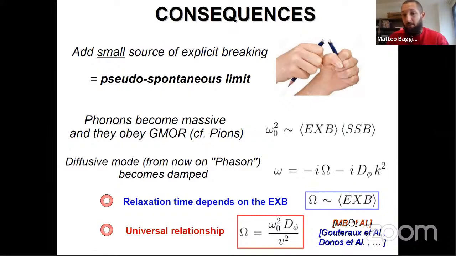And it was found also by the same authors that there is a sort of universal relation that basically connects the diffusion constant of this crystal diffusion mode with its damping and the mass of the phonons. So this is, again, very universal. I will show you that it's tested in a lot of models. And it's a bit mysterious, right? Just to follow the title of this conference.